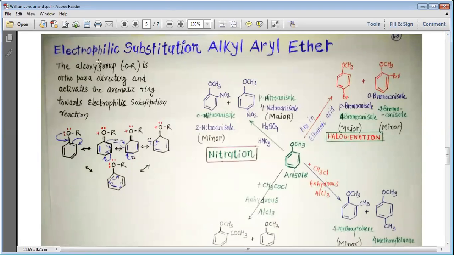Now, my dear students, we are going to study the electrophilic substitution of alkyl and aryl ethers. Please try to understand this point. You can see here that the alkoxy group OR is ortho-para directing in nature, and it activates the aromatic ring towards the electrophilic substitution reaction.